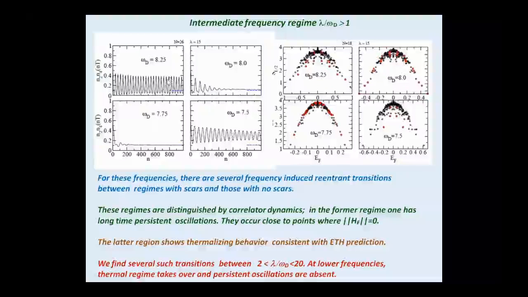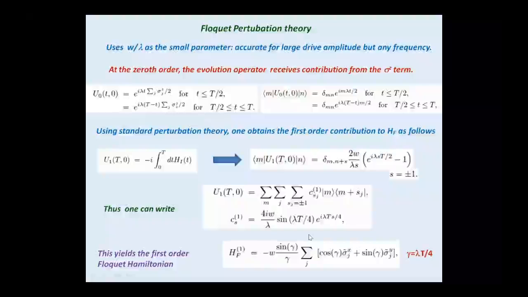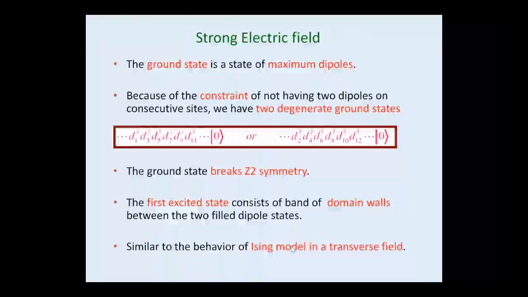If I look at this drive frequency, which is 8.25 in units of W, I find this oscillation. As I go to omega equal to 8, lowering the frequency a little bit, this oscillation goes away. So you see that there are some initial oscillations and then you reach the steady state. At around omega equal to 7.75, which by the way corresponds to lambda t by 4 equal to pi. Remember that here I had sine gamma over gamma, where this gamma is lambda t by 4. So this 7.75 in our units corresponds to gamma equal to pi.